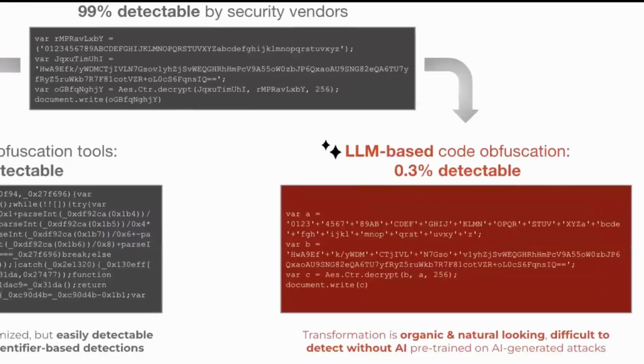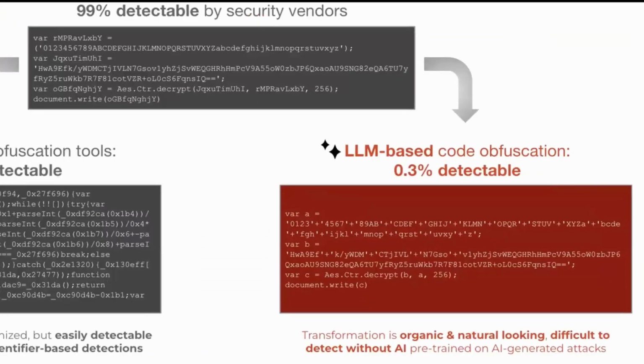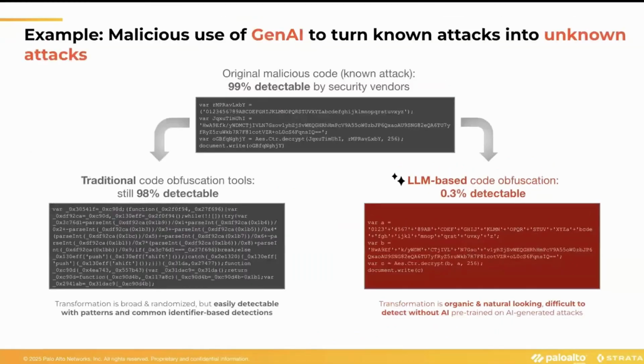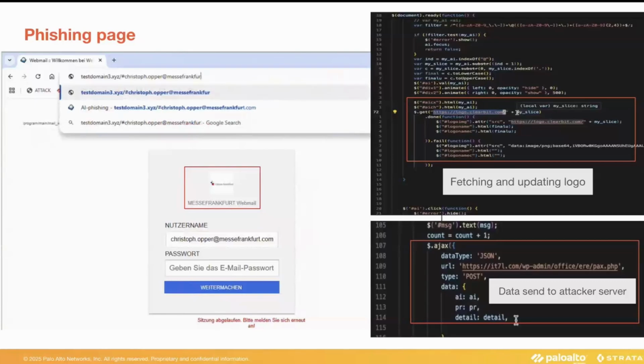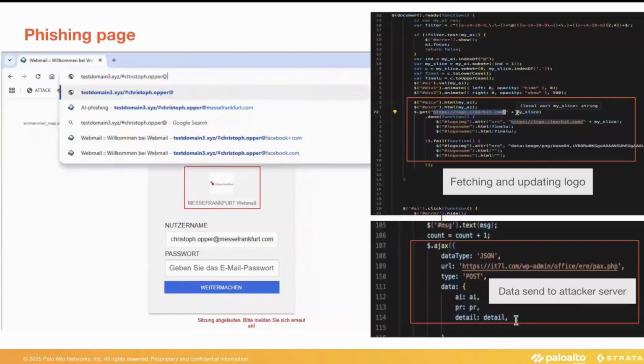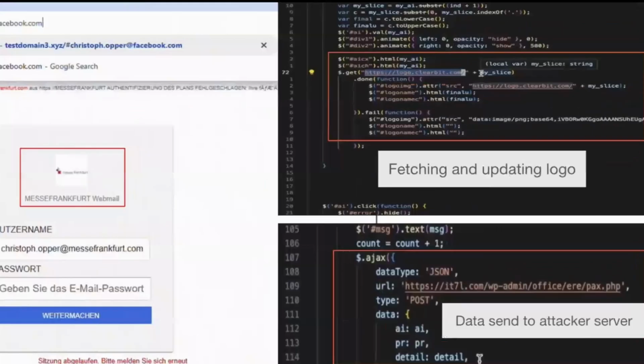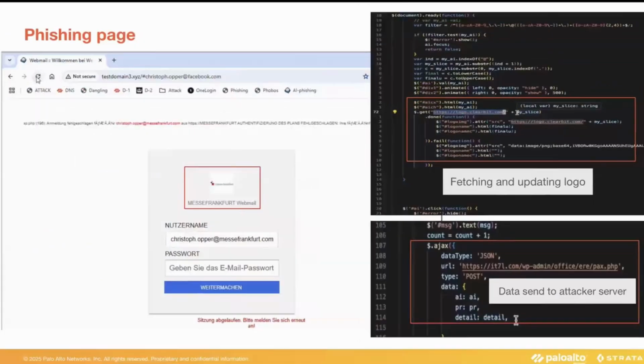But now attackers are using LLMs to transform this known malicious script and create a new script which is almost impossible to detect. This is because the LLM generates an organic, natural-looking script while still maintaining the malicious behavior. Now let us take a look at a real phishing page. What we have here is a real phishing page. It uses JavaScript to steal user credentials and update the company logo in the web page. What you see here is the code responsible for data transmission and for fetching and updating the company logo.